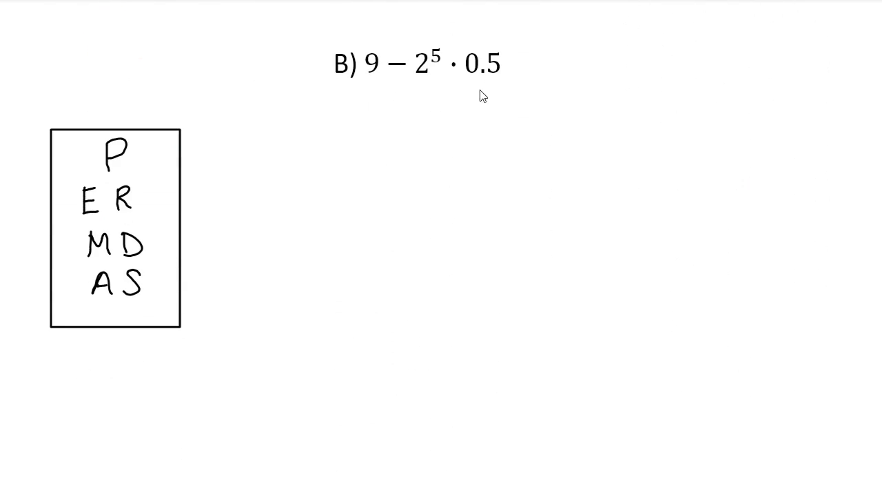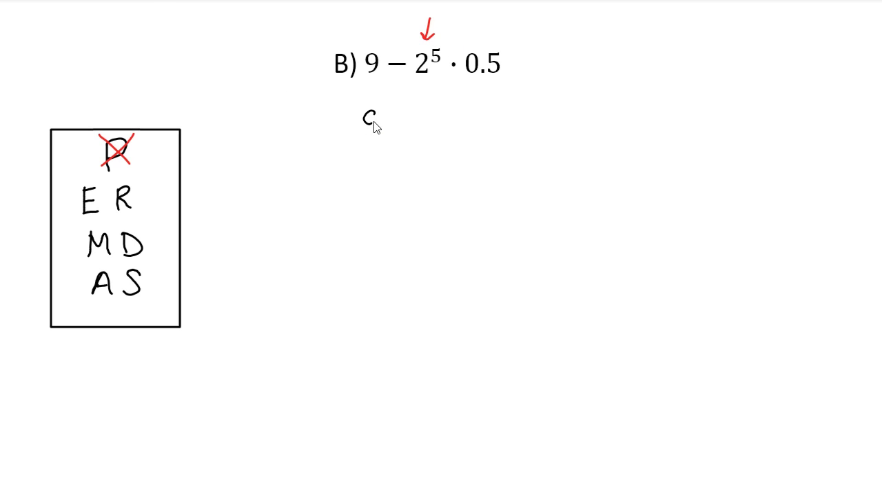Next, 9 minus 2 to the 5th times 0.5. So we follow the order of operations. We don't have any parentheses. I look for exponents or roots, whichever one comes first from left to right. I do have an exponent here, so I need to take care of it. So I need to do this one first.